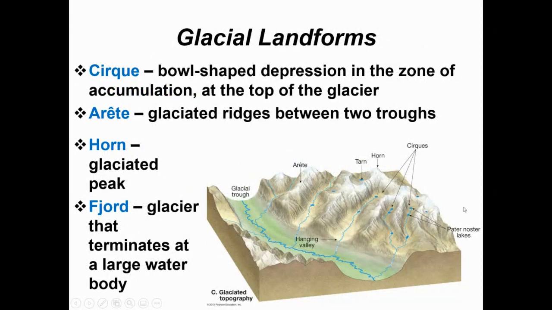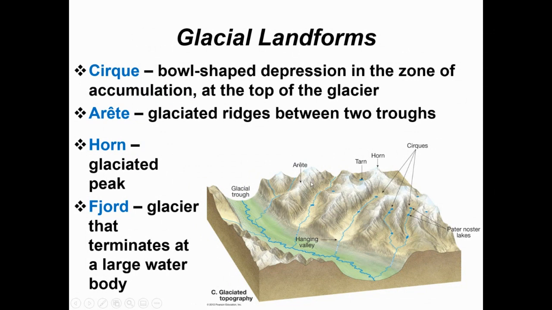Some other features, and keep in mind this is for alpine glaciers here, so glaciers you find in the mountains. Up at the very top of these basins, where the top of the glacier is, it's called a cirque. A cirque is a bowl-shaped depression where the top of the glacier resides. It's bowl-shaped because of the very unique way that the top of the glacier starts to erode. It typically has a lake in it.